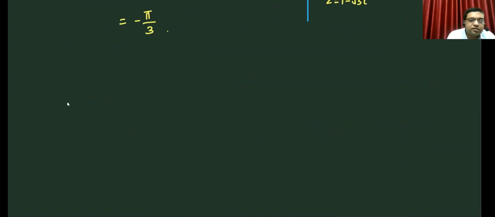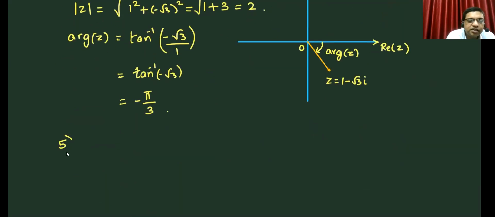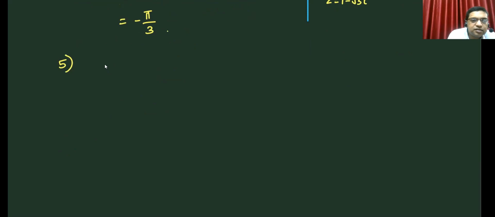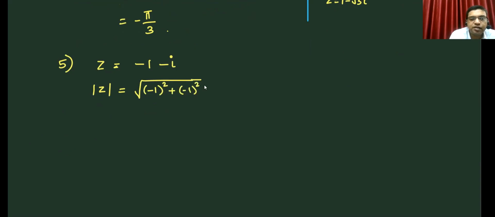Now a general one. One more we'll do. Z is minus 1 minus i. Now tell me, what is the modulus? Mod Z is equal to under root of a square plus b square. b is also minus 1 here. So under root of 1 plus 1 equals root 2.